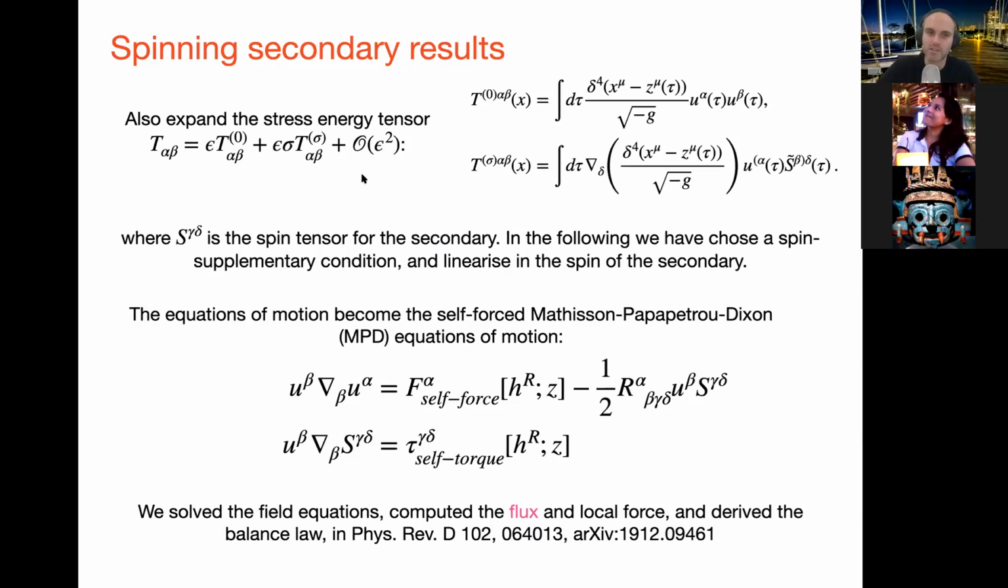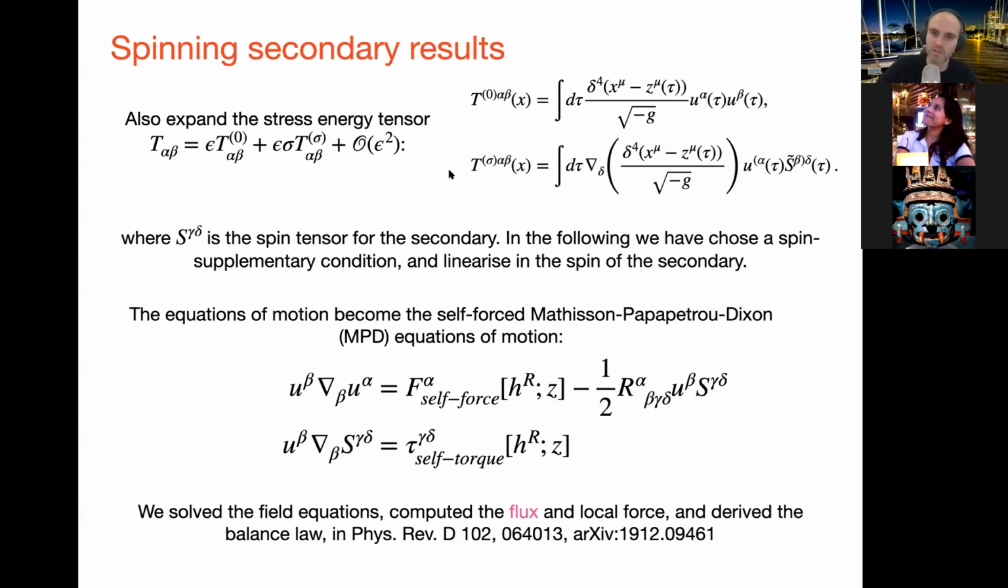In order to make these calculations, very similar again to what we did before, we have the stress energy, which is a delta function within the world line, but now for the spinning correction, we have a derivative of a delta function, where this S that appears here is now the spin tensor. And then, as usual, when you have spinning secondaries, you have to pick a spin supplementary condition, like decide where the center of mass is. And it turns out to be useful to linearize in the spin.